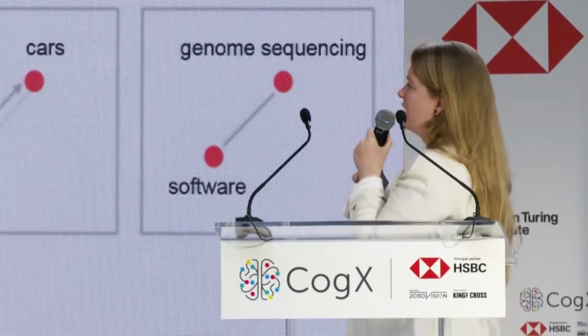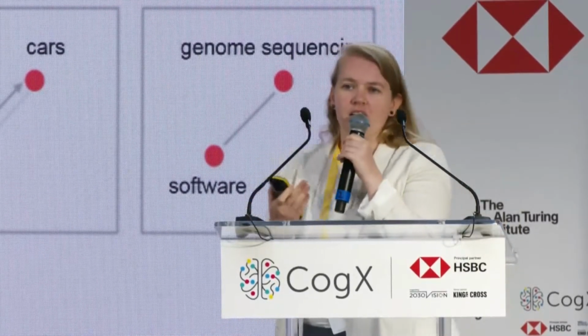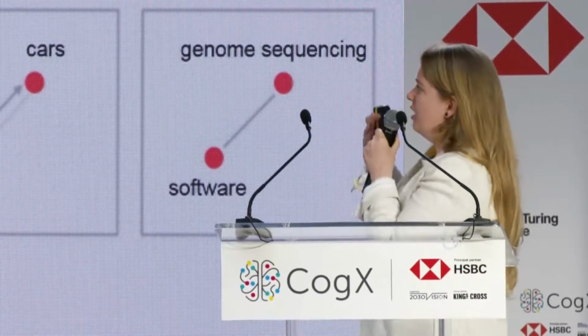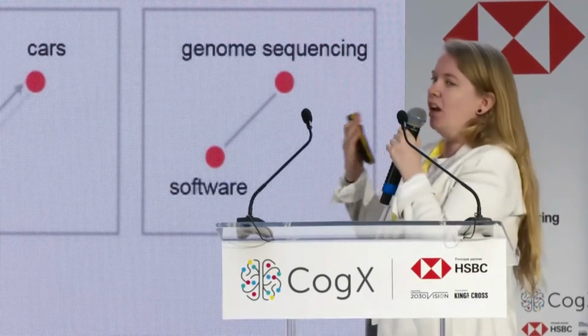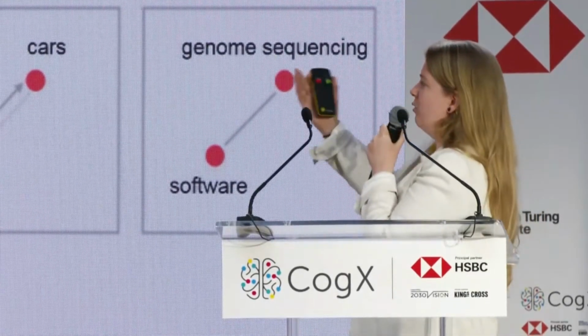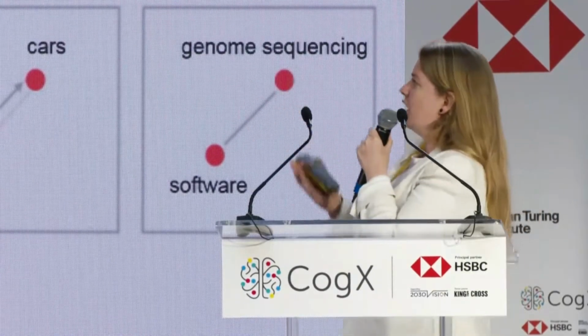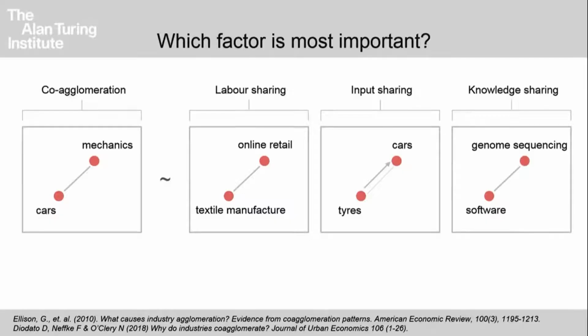Relatively recently, there was a paper by Ellison, Glaeser and Kerr who took what I'm going to call an industry pairing approach. They tried to look at the relationship between the co-agglomeration, or the co-location, of industries with each of these different channels.